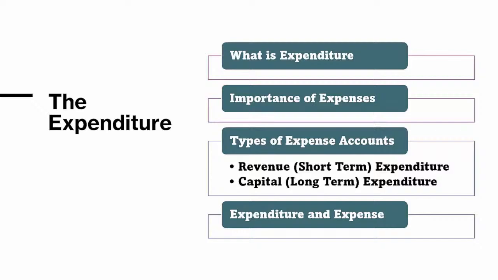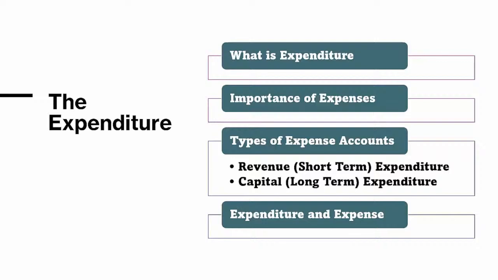Key types of expenditures. In accounting, expenditures are divided into two main categories. 1. Capital expenditure. Money spent on assets that will be used over many years. Example, buying a delivery truck or new office furniture. 2. Revenue expenditure. Money spent on daily operational costs to keep the business running. Example, paying for electricity or wages for employees.